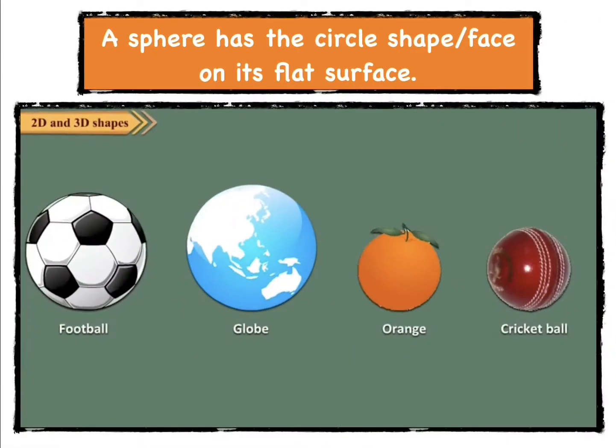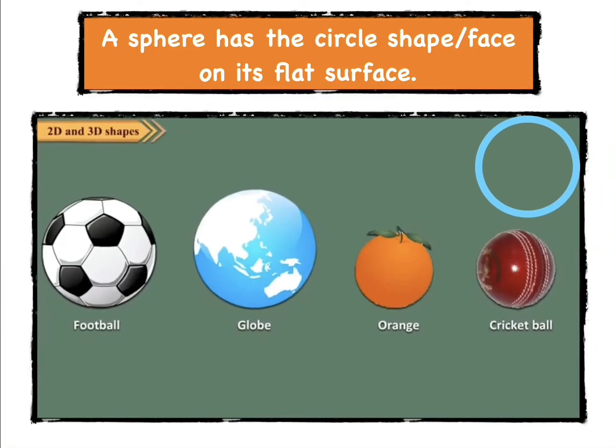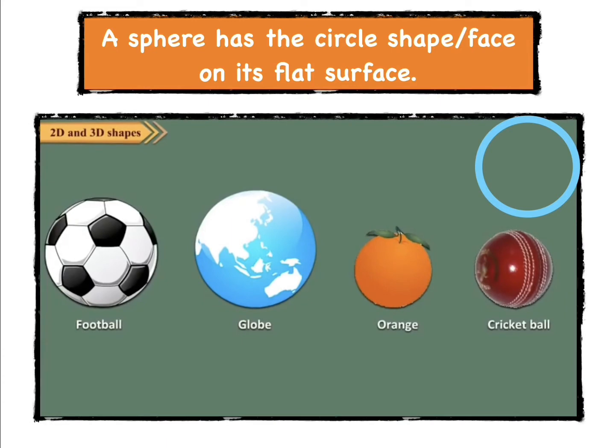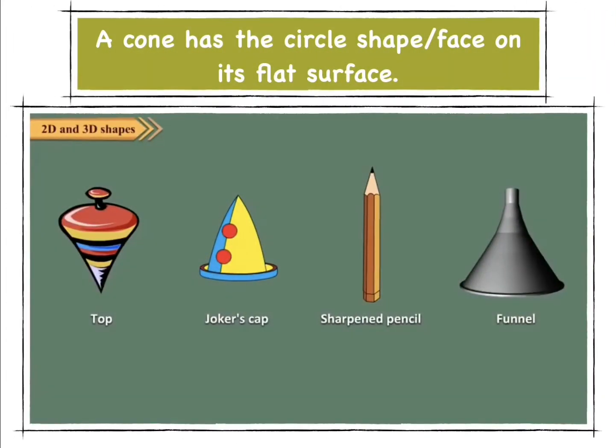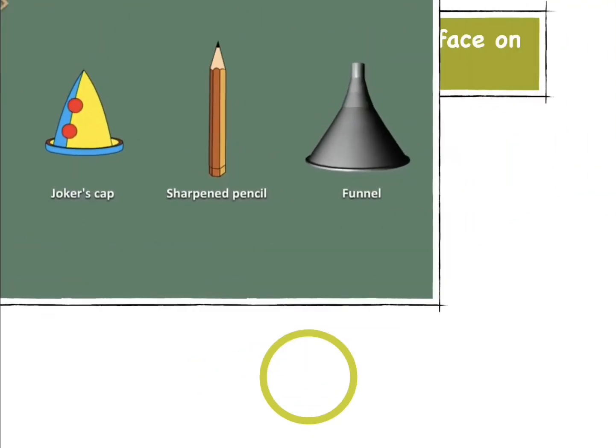A sphere has a circle shape or face on its flat surface, and it also can be found in many objects around us, such as a football, a globe, an orange, or a cricket ball. A cone has a circle face on its flat surface and can be found in many objects around us, such as a top, a joker's cap, a sharpened pencil, or a funnel.